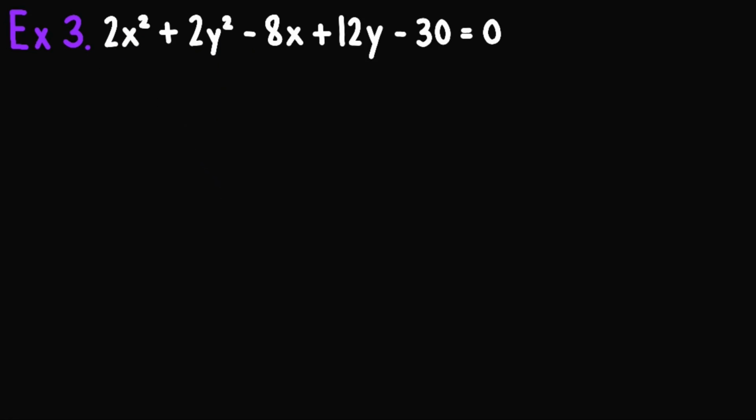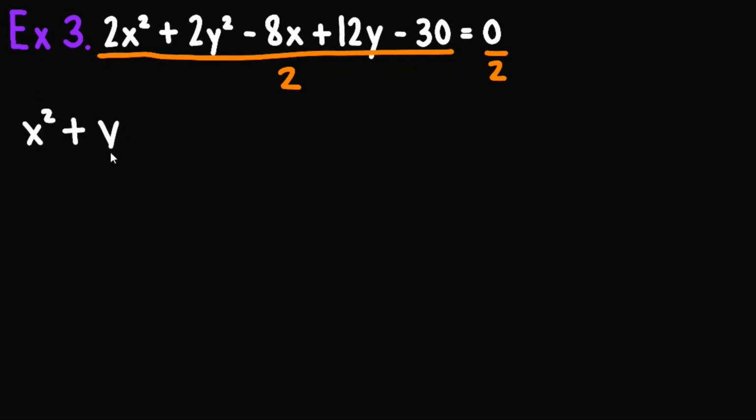Moreover, take note that every coefficient and the constant here is divisible by 2. So if we divide by 2 here on the left, we do the same for the right, and we can simplify this one into x squared plus y squared minus 4x plus 6y minus 15 equals 0.